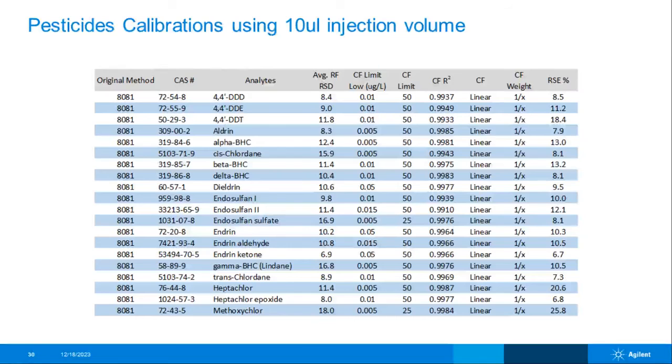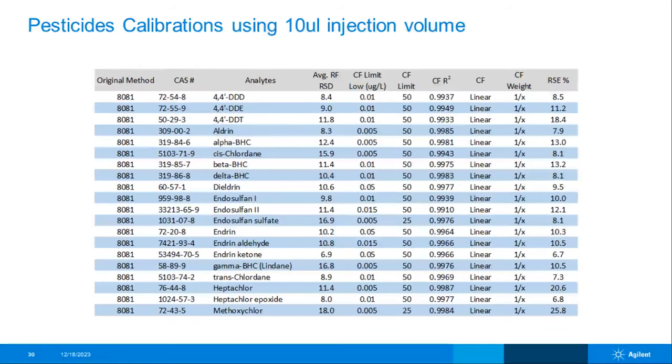This is the same data here, but with the 10 microliter injection. Again, we are still able to achieve, even on 10 microliter injections, 5 ppt for a lot of the compounds. Some of them are up to 10 ppt now, and so forth. And the linear range is still there. Average RFs, again, still below 20% in this case.